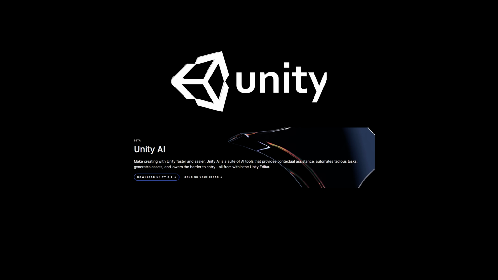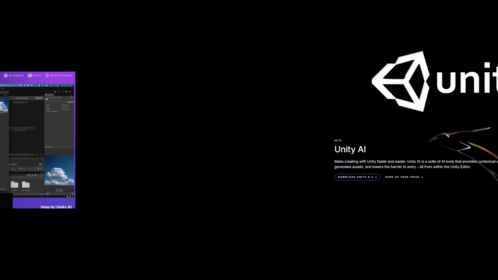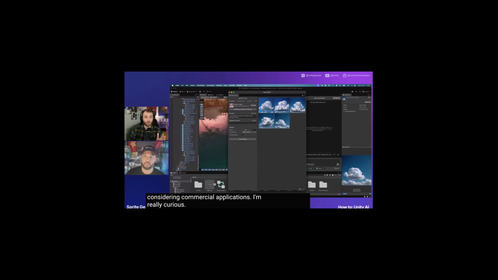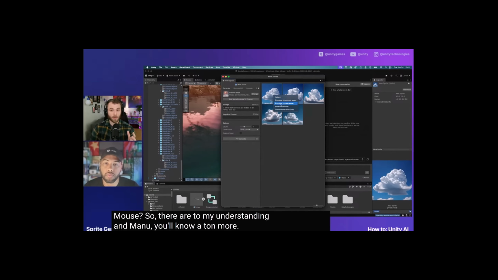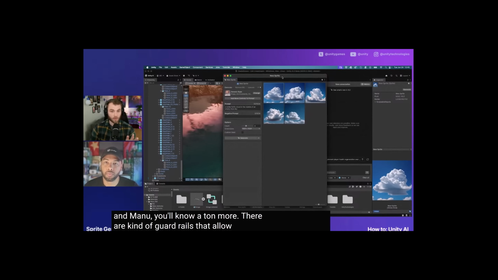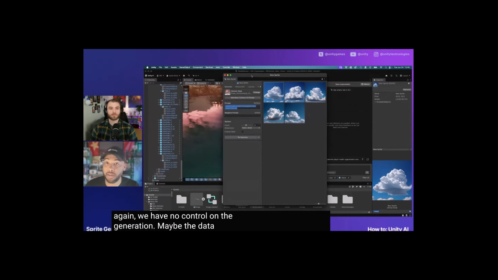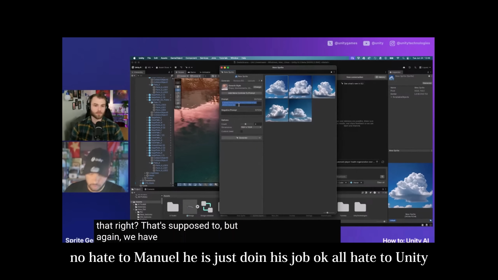Here's a developer of the new Unity AI tools saying they have no control over the generation. What would happen if we asked for a sprite of Disney's Mickey Mouse? So there are, to my understanding, and Manu, you'll know a ton more, there are kind of guardrails that don't allow for copyrighted material. Is that right? That's supposed to, but again, we have no control on the generation. Maybe the data might show some weird stuff.